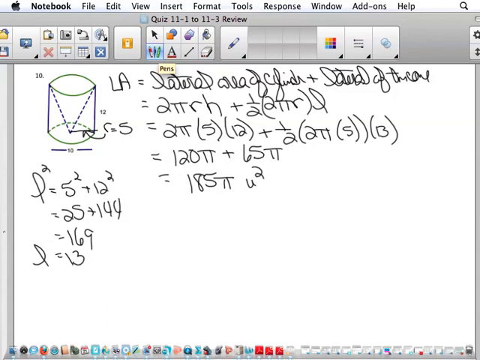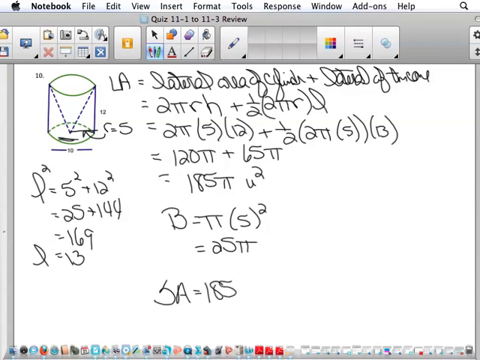So now we have to find then the area of the base. The area of the base, just this one, is going to be pi times the radius squared, or 25 pi. My total surface area for this solid is 185 pi plus 25 pi. So 185 plus 25 is 210 pi units squared is the surface area of that solid.